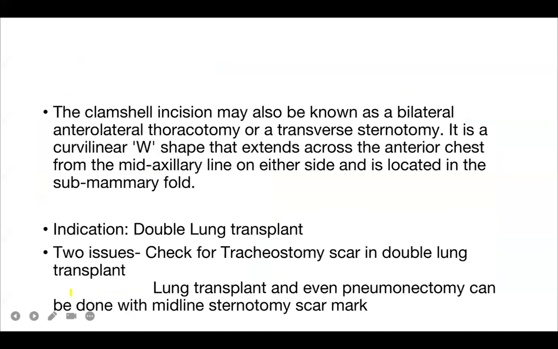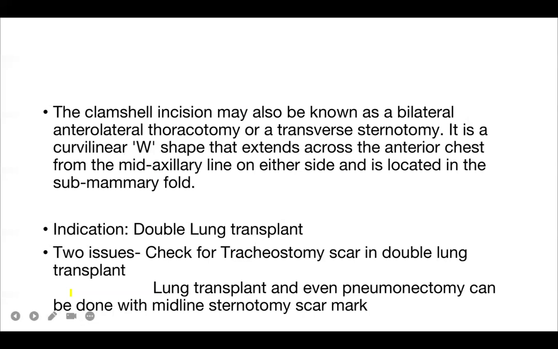It is a bilateral anterolateral thoracotomy or transverse sternotomy scar. It is a curvilinear W shape that extends across the anterior chest wall from the mid-axillary line on either side, located in the submammary fold. So it is an important thing. We should remember the indication, the double lung transplant.